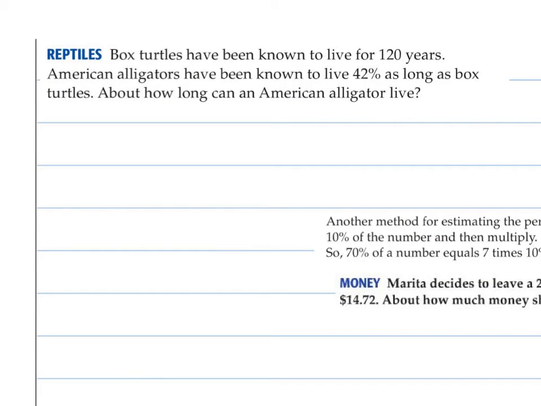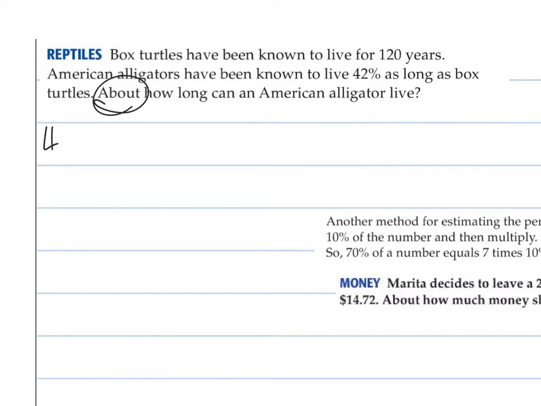Okay, the first problem up here: box turtles have been known to live for 120 years. American alligators have been known to live 40% as long as box turtles. About how long can an American alligator live? That word "about" tells me that we're going to be estimating. So we just want to make nicer numbers. 120 is already a good number. We don't really need to estimate that at all.